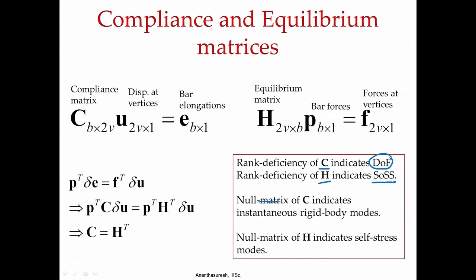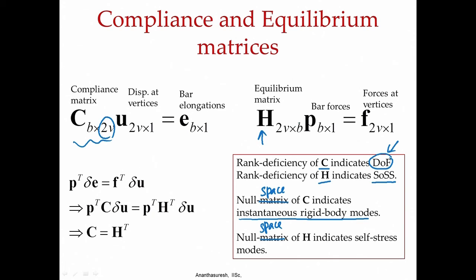Okay. And the null space of the C matrix indicates instantaneous rigid body modes, and similarly the null space of this H matrix indicates states of self stress and their modes. Meaning, if there is a truss, which part of that truss has a degree of freedom and which part has a state of self stress will be indicated by looking at the null space of the rank deficient matrix. If it is full rank, that means there are no degrees of freedom. When this is full rank, there are no states of self stress.